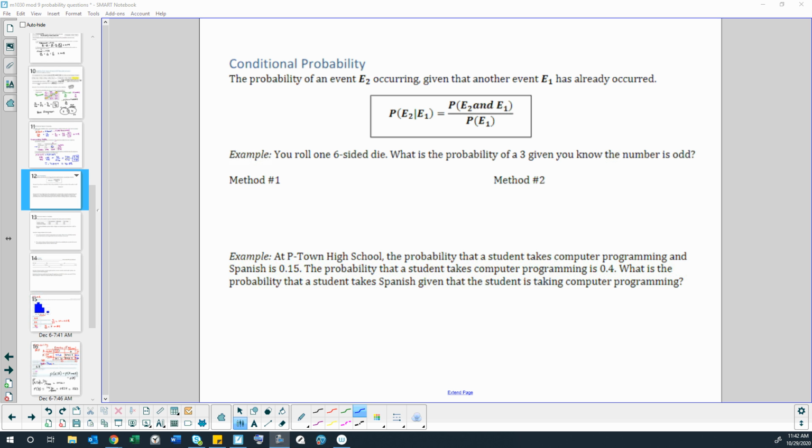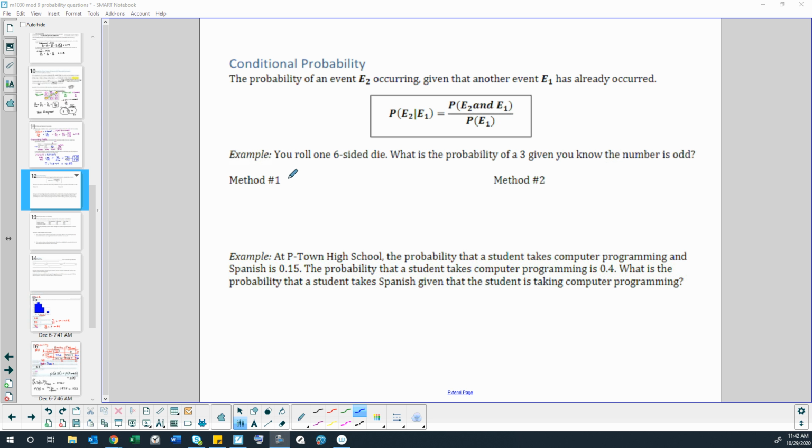Alright, let's look at the rest of our probability notes on page 5 and do some conditional probability. The probability of an event, we'll call it E2, occurring, given that another event, E1, has already occurred, can be given by the formula, and I'm going to read this the way it would read out. The probability of event 2 given E1's already occurred, so that's what that notation means, equals the probability of E2 and E1, so the probability that both events would occur, divided by the probability that just event 1 has occurred.